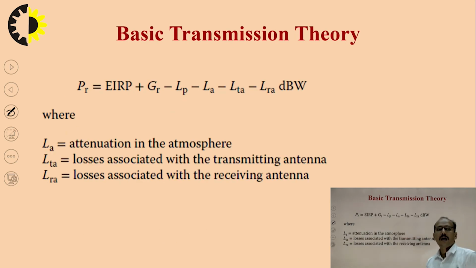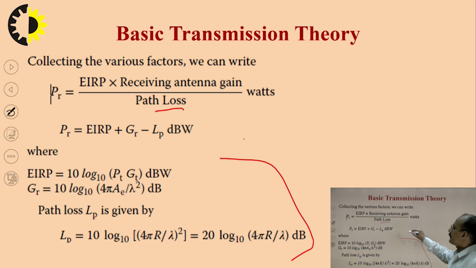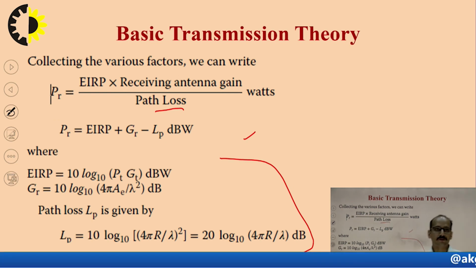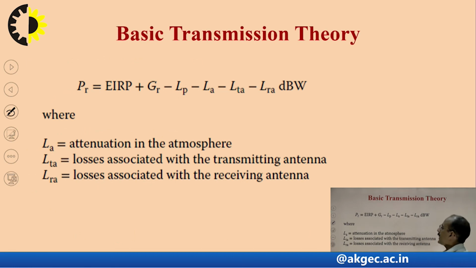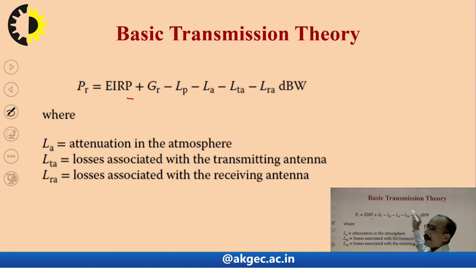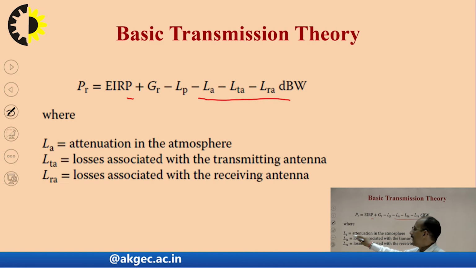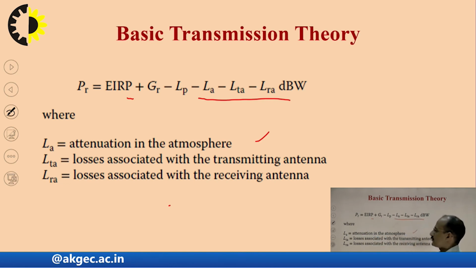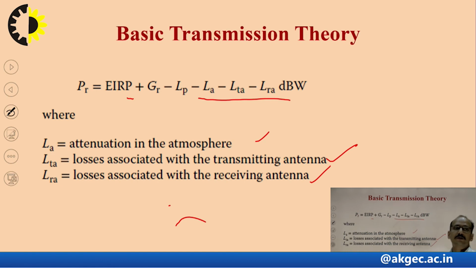Actually the questions are coming on this equation and you have to find out these values. We will discuss these numericals later also. So now PR is equal to EIRP plus GR, and that loss part is also divided into 3 parts, which are LA, attenuation due to the atmosphere, LTA, losses associated with the transmitting antenna, and LRA, losses associated with the receiving antenna. So these all points are also going to be considered.